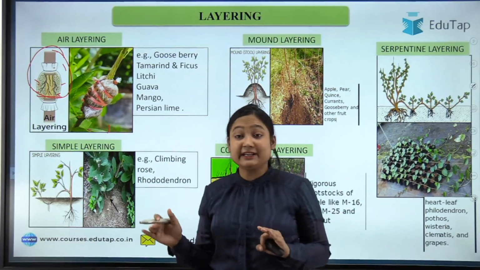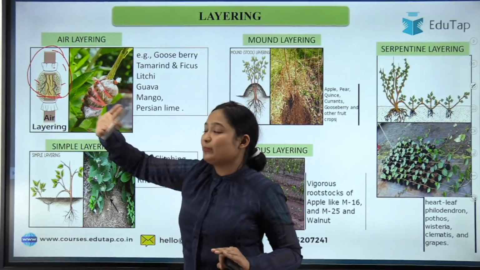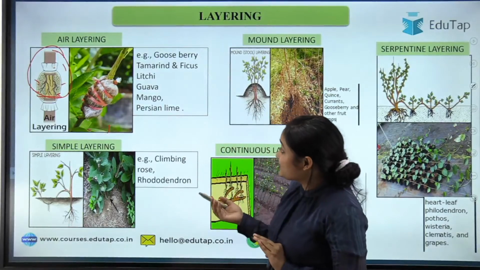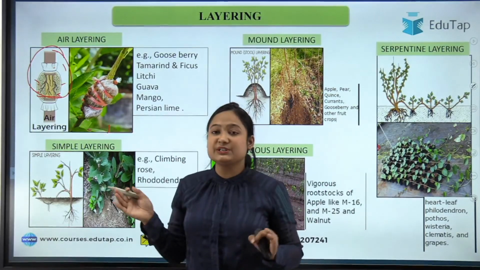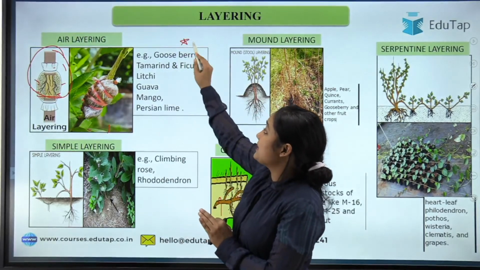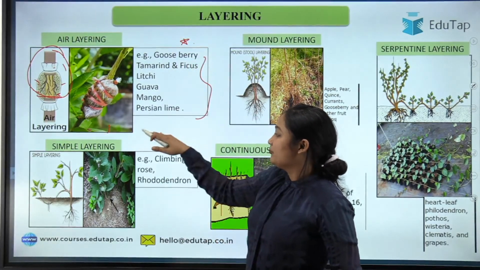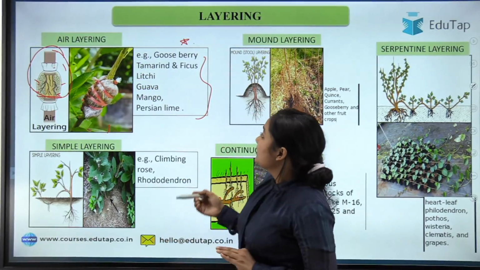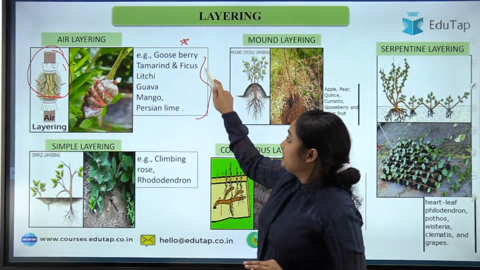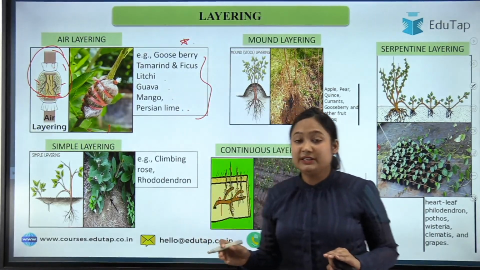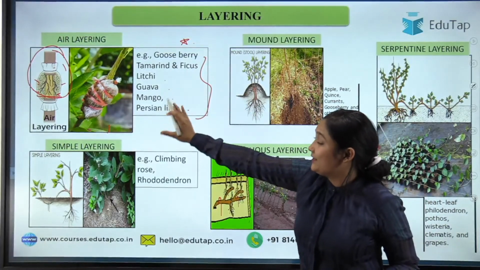Why are we calling it air layering? See, no soil is involved in air layering. So for the exam you have to remember, they won't ask you to write the procedure of air layering. They will ask for the example, like from the following examples, in which plant air layering will be used. Your options are gooseberry, termite, lychee, guava, mango and Persian lime. Okay, these are the plants in which air layering is done.